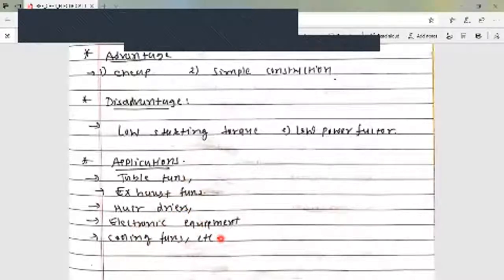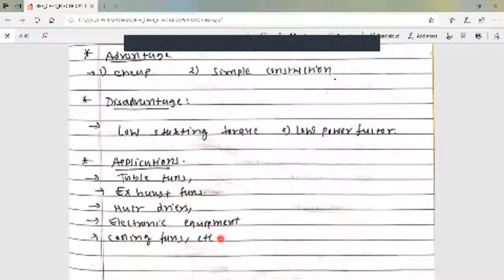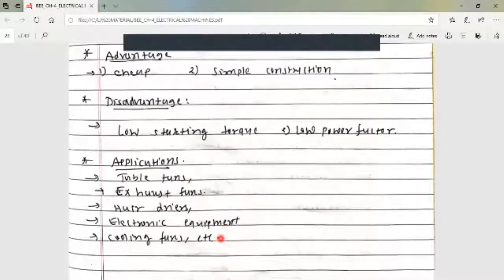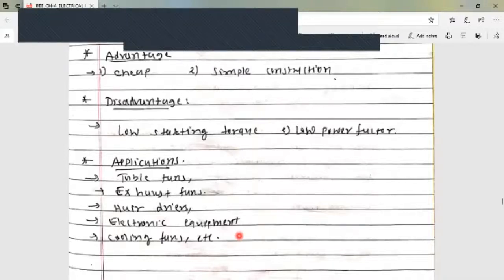So this is all about the types of single phase induction motor. Again, I repeat the four types. First is split phase induction motor. Second is capacitor start induction motor. Third is capacitor run induction motor. And last we have discussed shaded pole induction motor. Thank you.